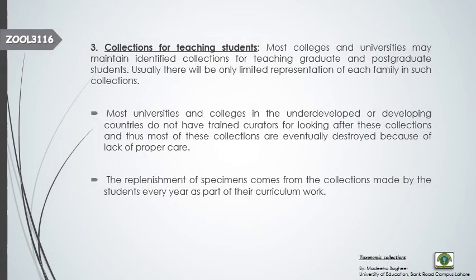Okay, the third type of collection is a collection for teaching students. Most universities keep collections for teaching purposes for graduate and postgraduate students. But these collections are very limited. You cannot compare them to the repository collections, right? Usually they keep only one or two items of a particular family to teach their students. Most universities and colleges in underdeveloped or developed countries do not have trained curators.